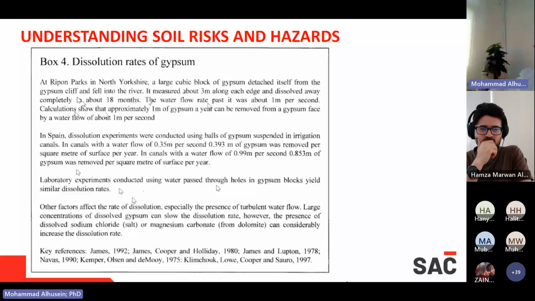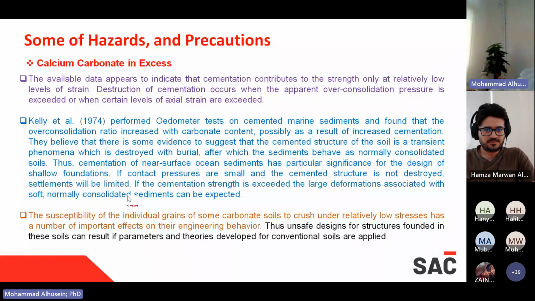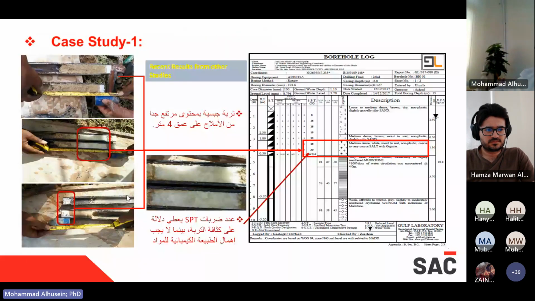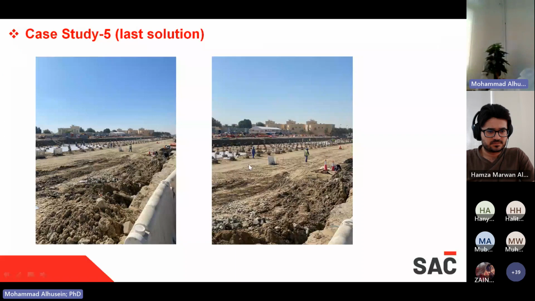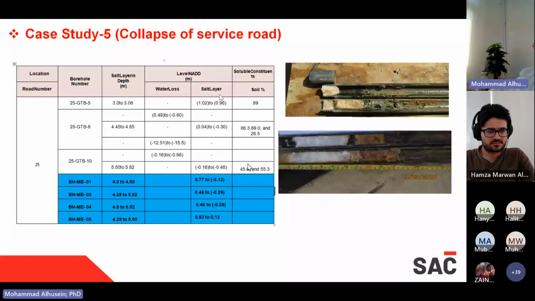And what was the solution? I will show you what they did. Sorry for going directly to this, just to show you. See here, the soluble constituent in this road reaching 89%, in different layers, and see the samples from the SPT.